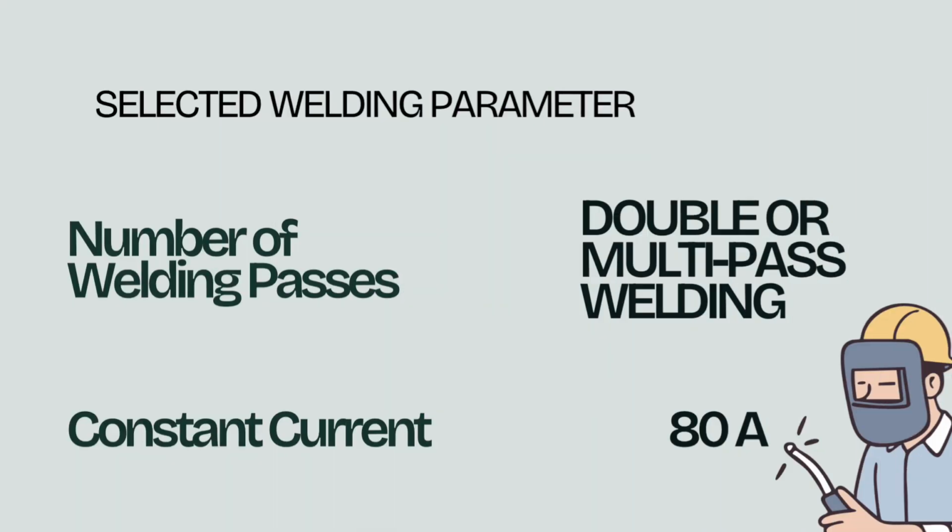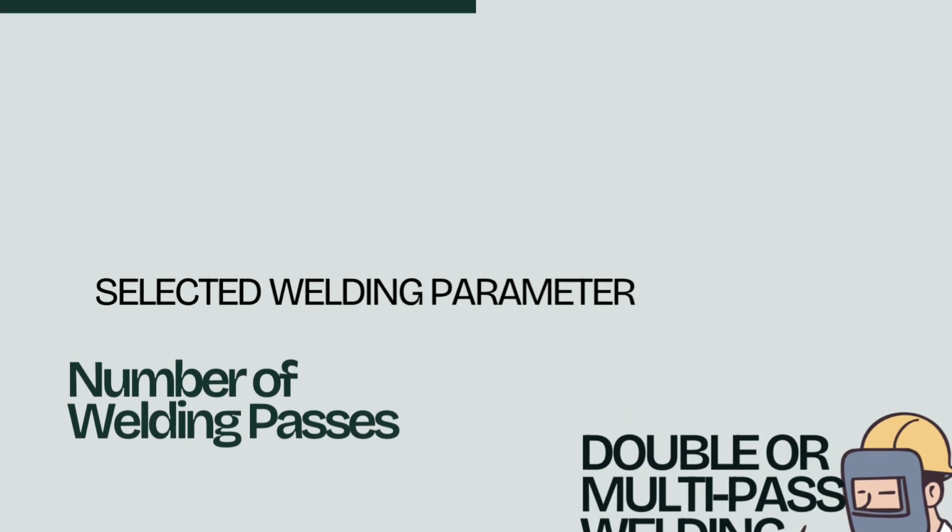In this assignment, our group focused on welding metallurgy and microstructure analysis. The welding parameter selected is the number of welding passes, where double or multi-pass welding was performed at a constant current of 80 ampere. Through this video, we will demonstrate the preparation of the welding sample, hardness testing, microstructure observation, and explain how welding parameters influence the strength of different welding zones.